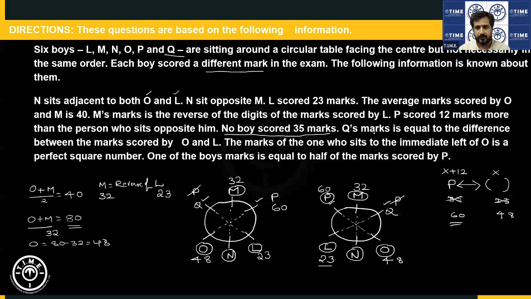Okay. Next. Q's marks is equal to the difference between the marks scored by O and L. In both the cases, if you observe carefully, O scored 48 marks and L scored 23 marks. So definitely Q score must be 25. So you can write Q score is 25 in both the cases.